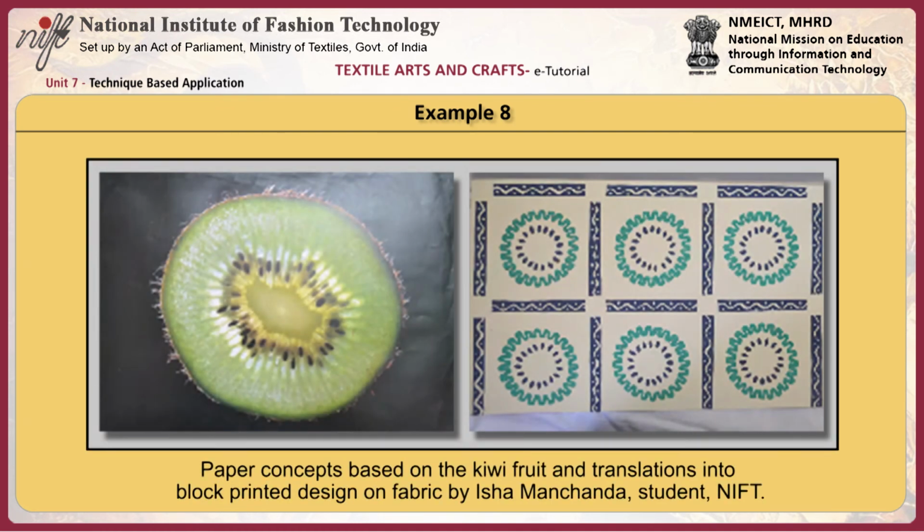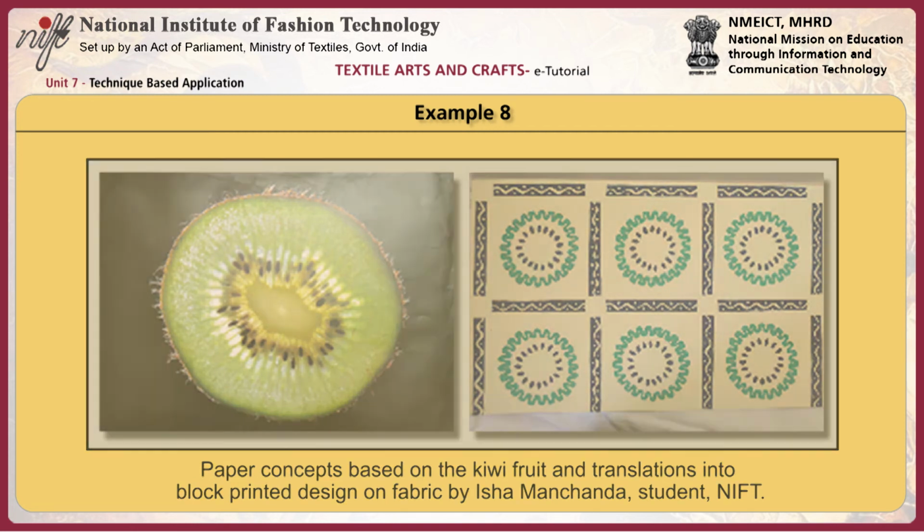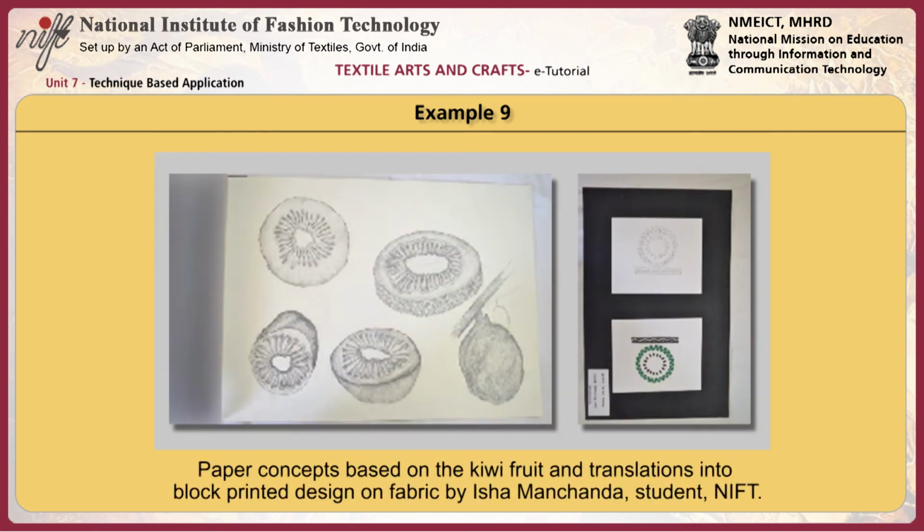In this example, a kiwi fruit was taken as an inspiration and several sketches were made as concepts based on this theme. Further, the sketches were simplified and stylized to make a block print motif. The same was then made into a block and printed on the fabric. Here is another example of inspiration taken from a kiwi fruit and sketches made as concepts based on the theme.